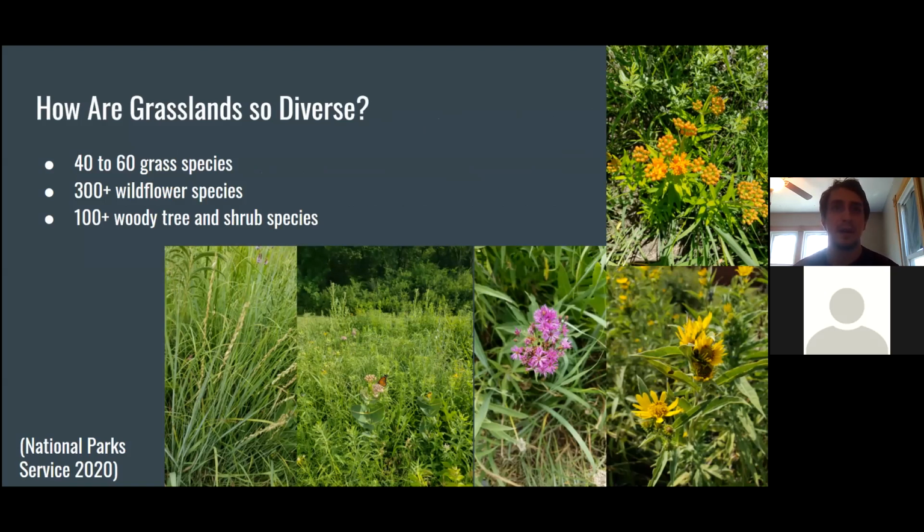Grasslands are high in biodiversity, as there's an average of 40 to 60 grass species, 300 plus wildflower species, and over 100 different woody and shrub species. But with such extreme environmental factors and high density of individuals in a given area, how are so many different species able to coexist and even thrive to be one of the most productive ecosystems?